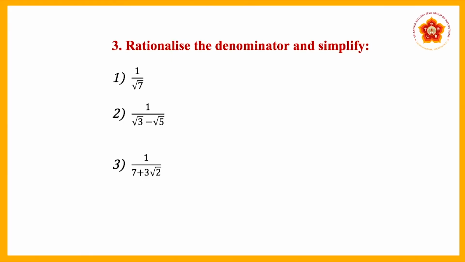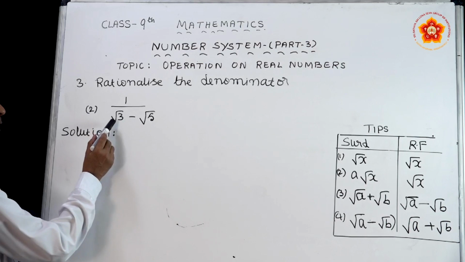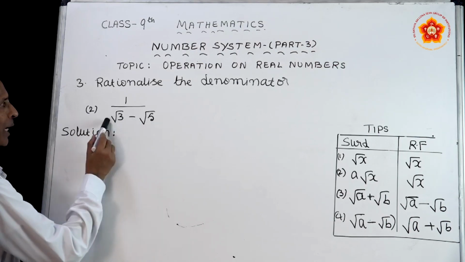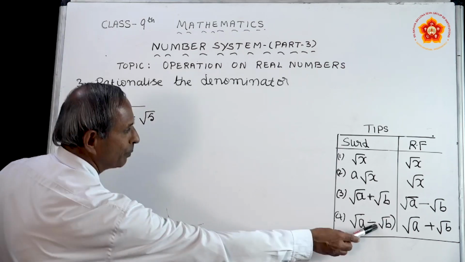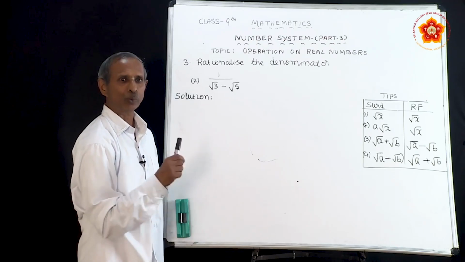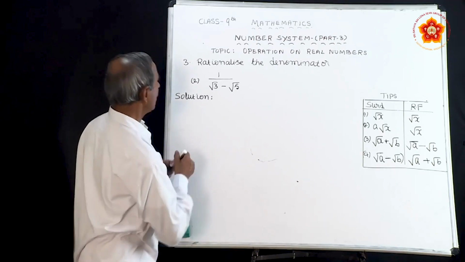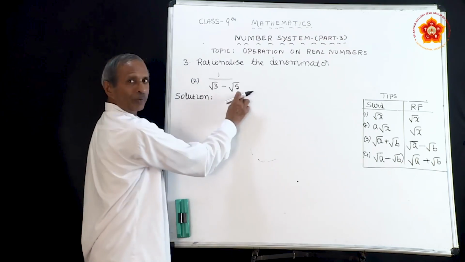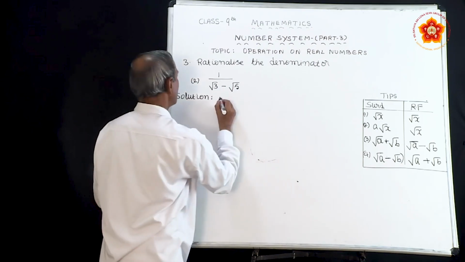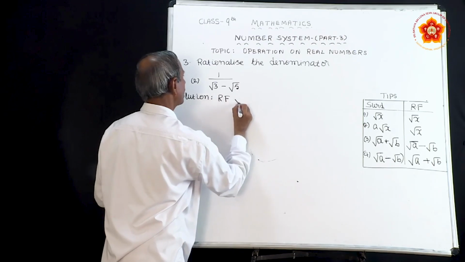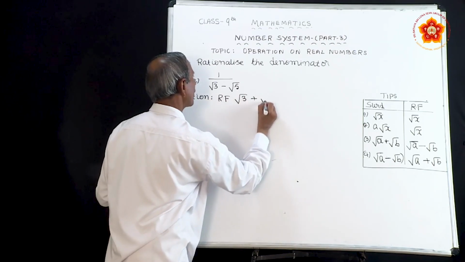Now rationalize the denominator and simplify. Under that main, we are solving the second problem now. Observe the denominator. Denominator is a binomial. It is in the form root a minus root b. If a surd is in the form root a minus root b, its rationalizing factor will be root a plus root b. So here in the denominator root 3 minus root 5 is there. Therefore what is its rationalizing factor? Definitely its rationalizing factor is square root of 3 plus square root of 5.